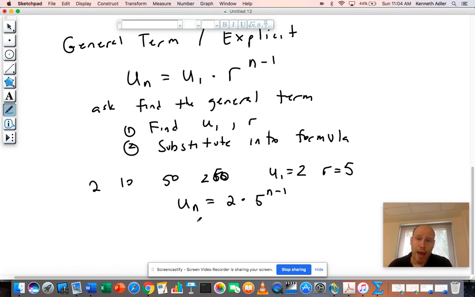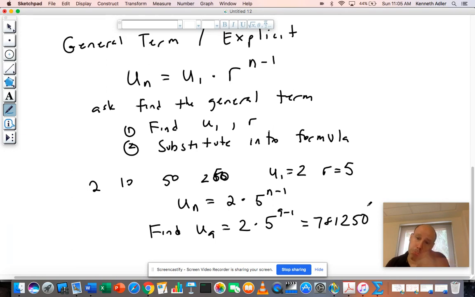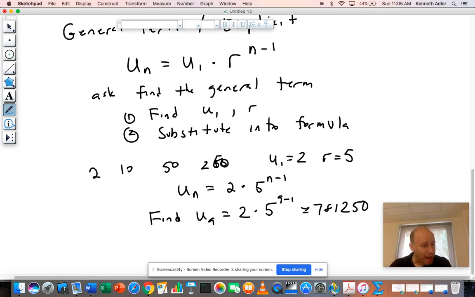So I can say to you now, how about you find the 9th term? You say, okay, I'm not going to multiply by 5 eight times. I'm just going to do 5 to the 9 minus 1. That's a really big number. Hey, Siri, what is 5 to the 8th power times 2? The answer is 781,250. That's the answer.